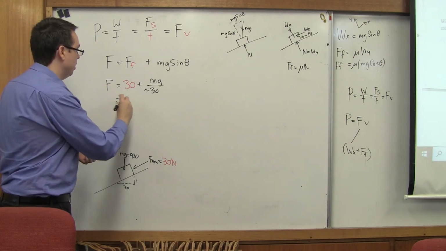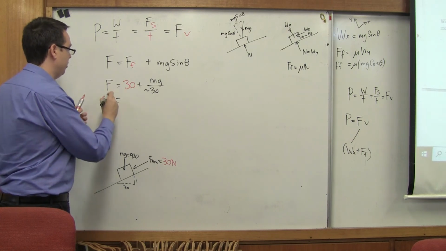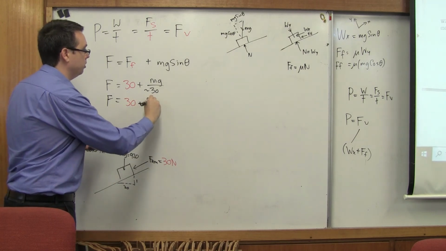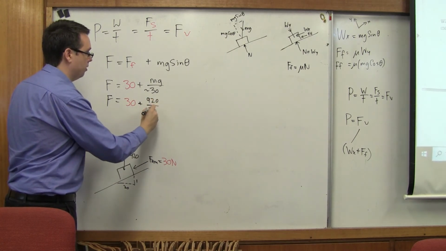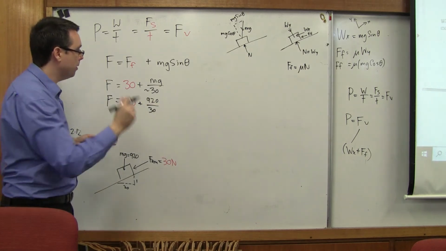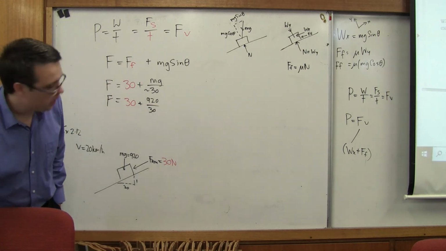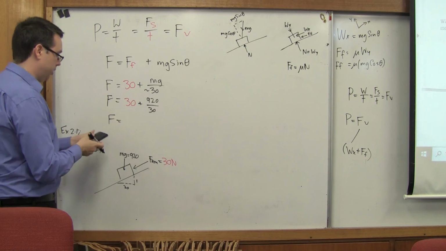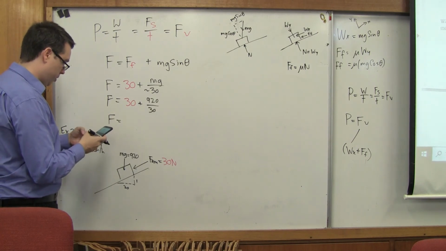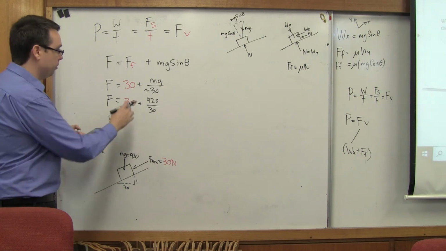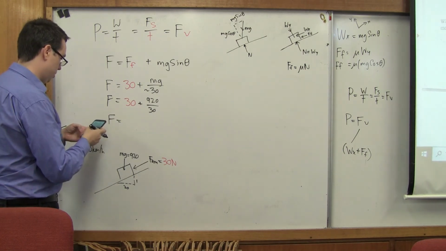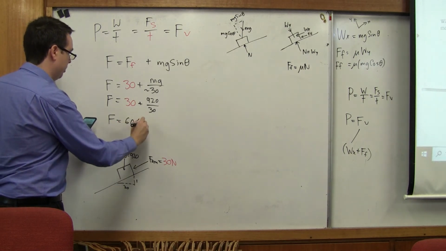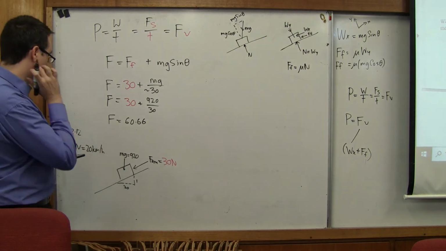So F is equal to 30 plus 920 divided by 30.016, something like that. So in actual fact, we can just write that number is going to be 30 divided by 30, so it's going to be 30 plus 30, which is going to be 60.66. Okay, we now have already worked out our force.